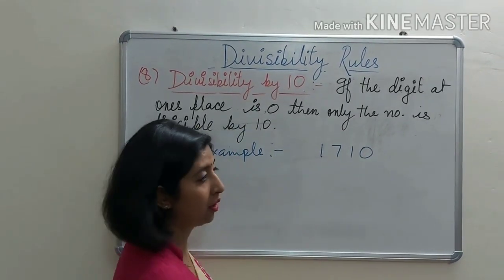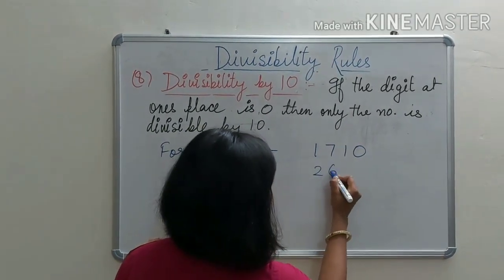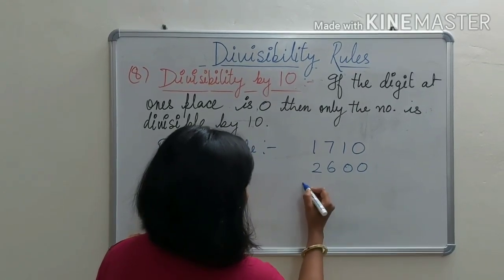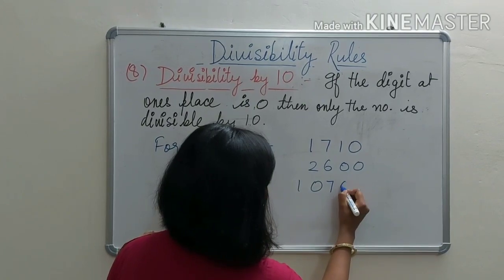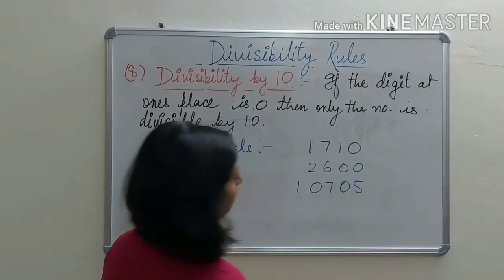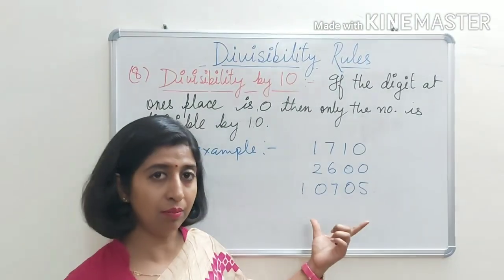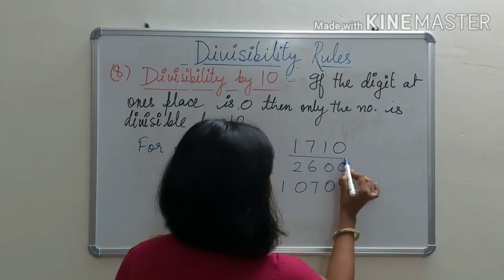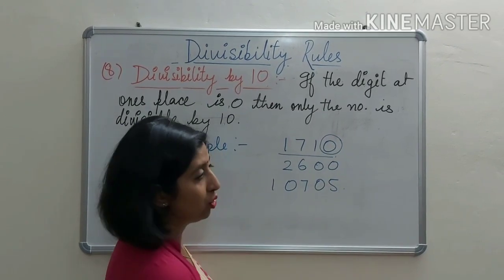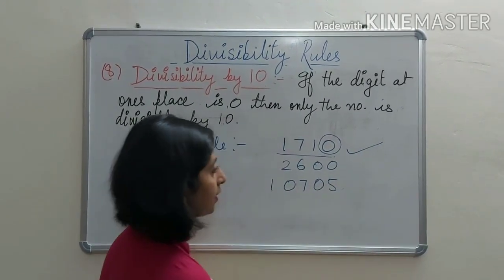1710, 2600, 10,705. I have taken some numbers. Now you can see in this first number, the ones place is 0. So this number is divisible by 10.